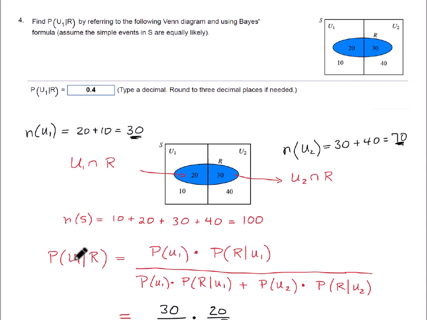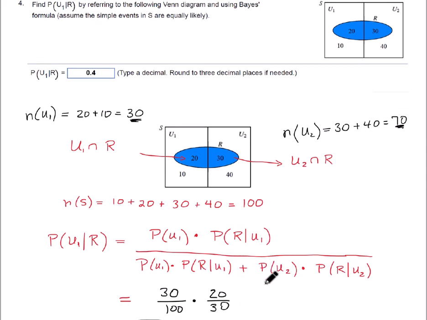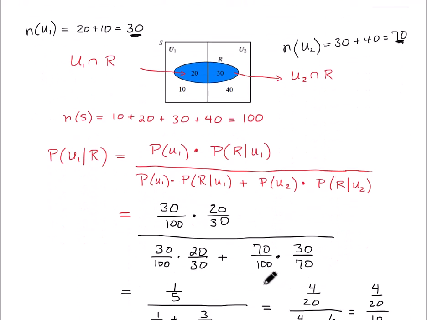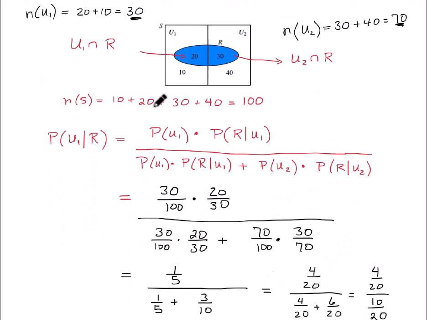So to find the probability of urn 1 given red, I go to Bayes' formula. Probability of urn 1. All right. Probability of red given urn 1. And then on the bottom, this sum. So let me go up a little so we can still see. So let's see, probability of urn 1. Well, there's 30 total in there out of 100.